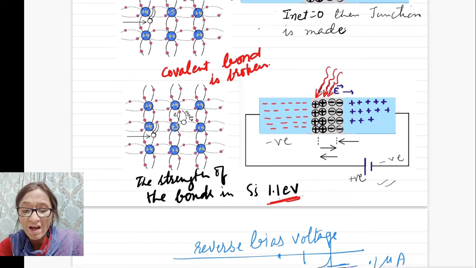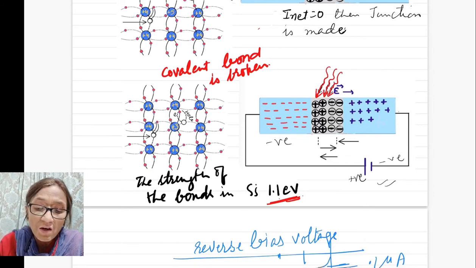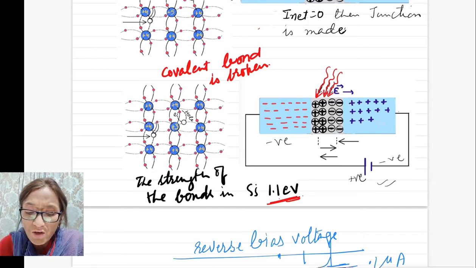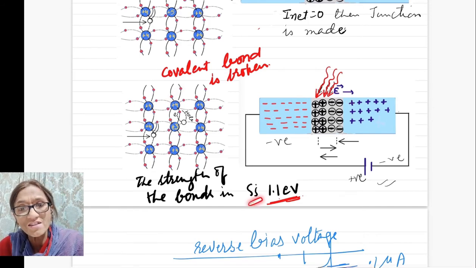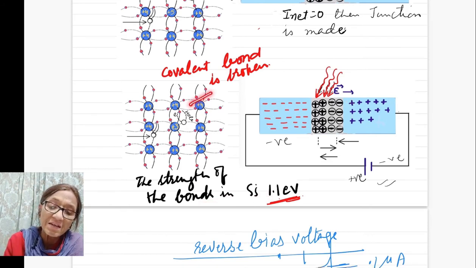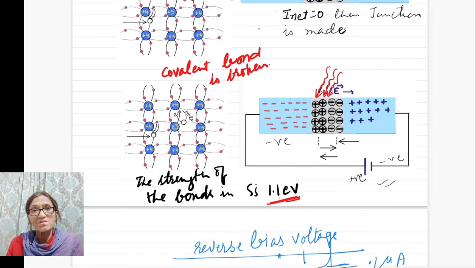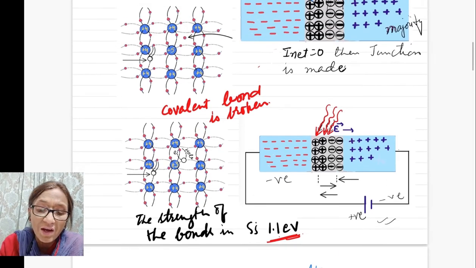why 1.1 electron volt only? Because the covalent bond strength is 1.1 electron volt for silicon. Silicon has bond strength 1.1 electron volt, and if it gets 1.1 electron volt, these valence electrons, bond electrons, which are bound with covalent bond, will be broken.